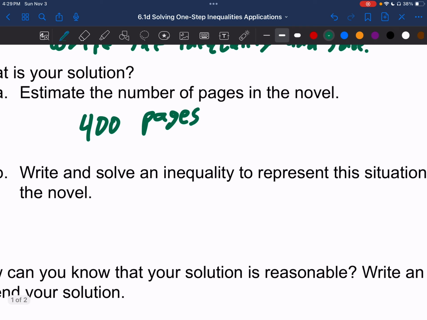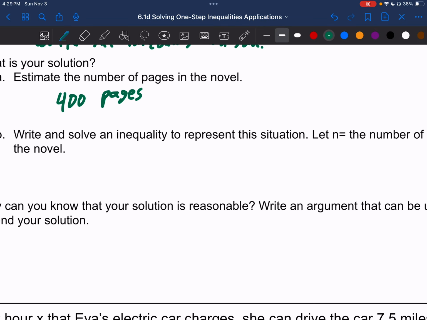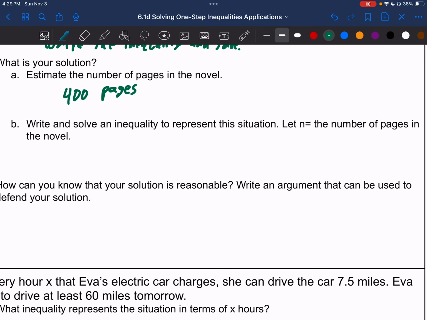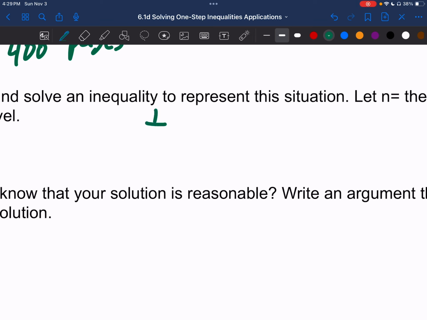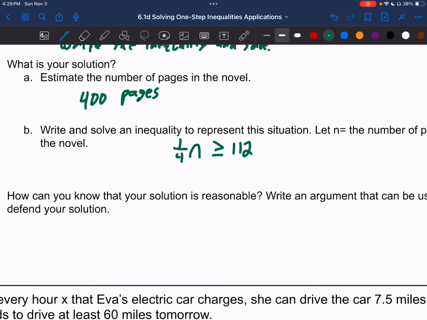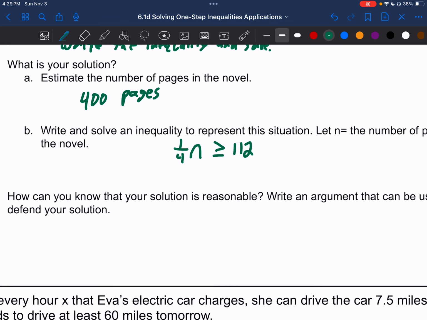So now we're going to write and solve the inequality to represent the situation, with n being the number of pages in the novel. I know that 1/4 of the novel times the number of pages of the novel is going to be greater than or equal to 112. And then I need to solve it.